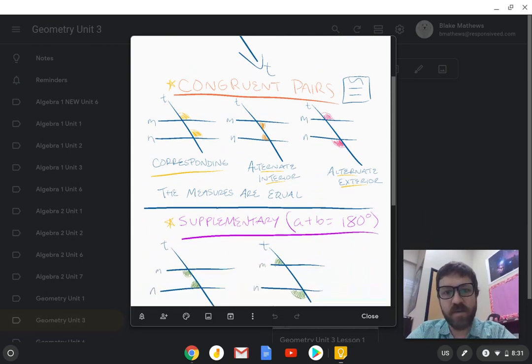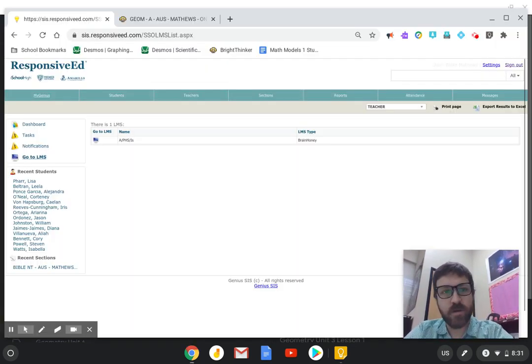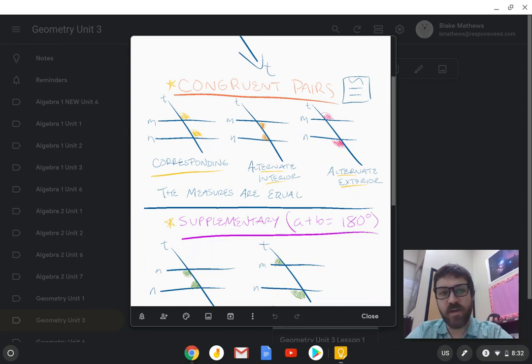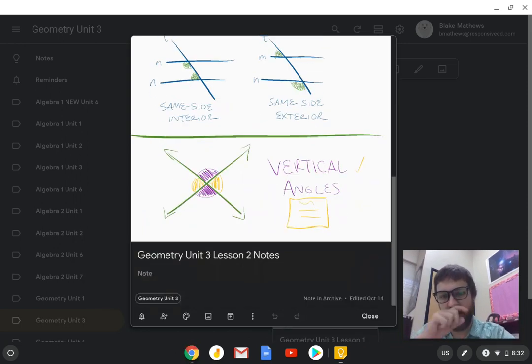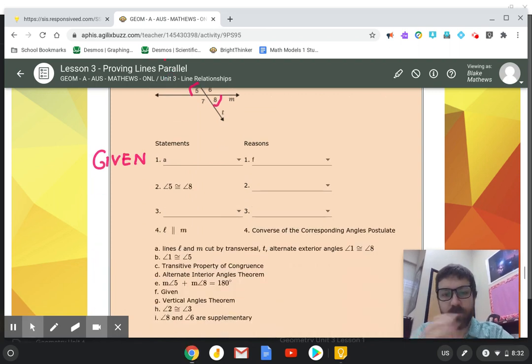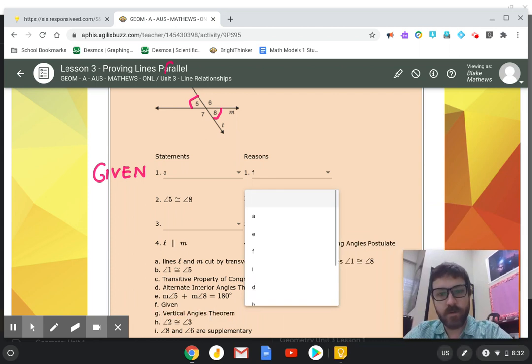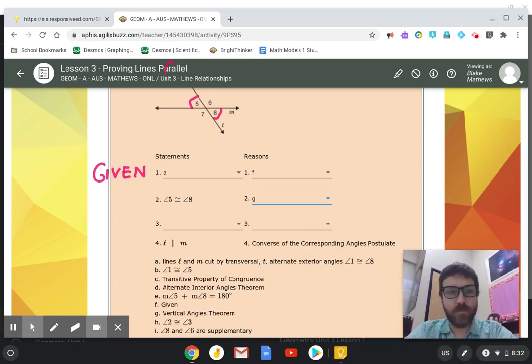So the question is, 5 and 8, which angle pair relationship are they? If I jump back over, I notice that 5 and 8 are together on the intersection. They're across from each other. So you need to be tracking with that and knowing that that is an example of vertical angles. And that's what we're looking for here. So angle 5 and 8, there's a vertical angle relationship. So we look down in our answer choices. Let's see, there it is, G, vertical angles theorem. We choose G.